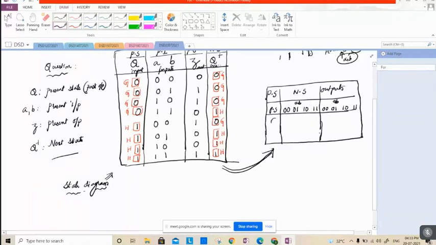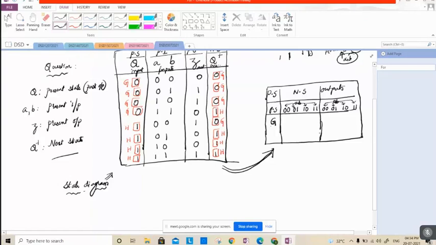Present state is G. Whenever AB is equal to 0, 0, what is the next state? Present state is G if AB is equal to 0, 0. This is AB is equal to 0, 1. AB is equal to 1, 0. AB is equal to 1, 1. So here again AB is equal to 0, 0, AB is equal to 0, 1, AB 1, 0, AB is 1, 1, right?